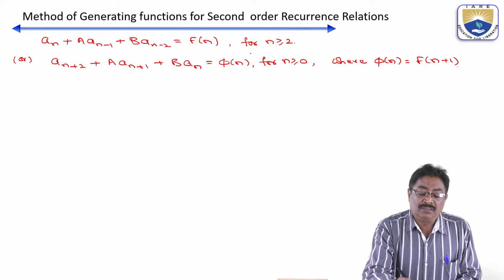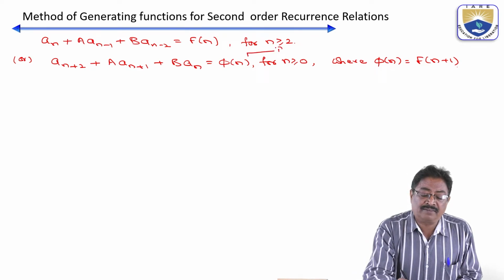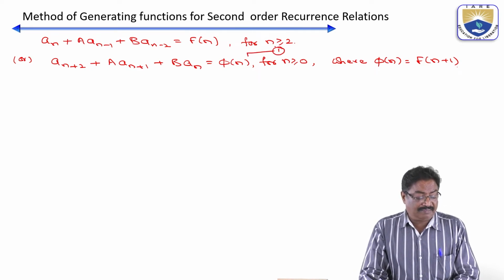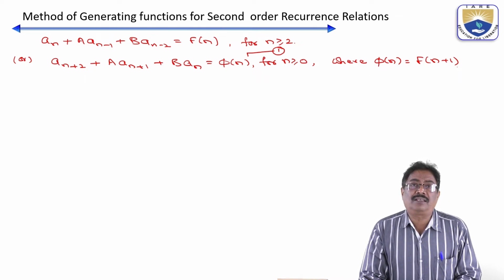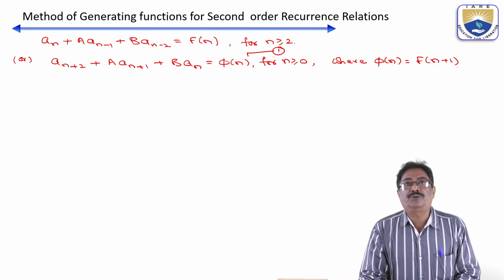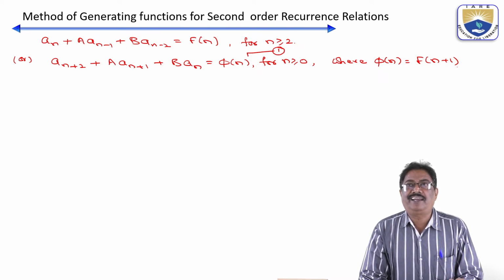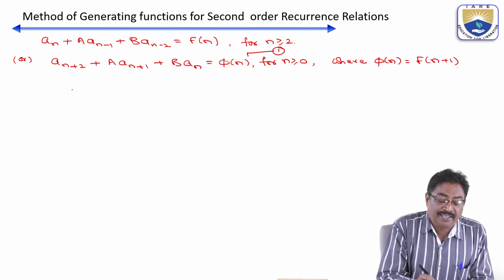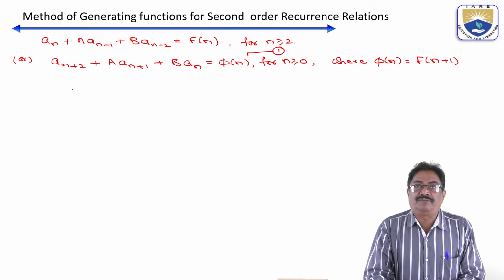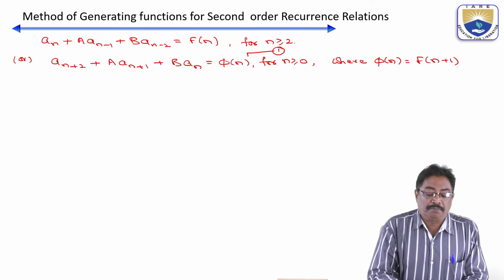So now this is the given second order recurrence relation. Here a and b both are constants. Now we are going to apply the generating function. Now we are going to convert it into a generating function for the second order recurrence relation. So for that I am going to multiply each and every term of this recurrence relation by x to the power of n plus 2.